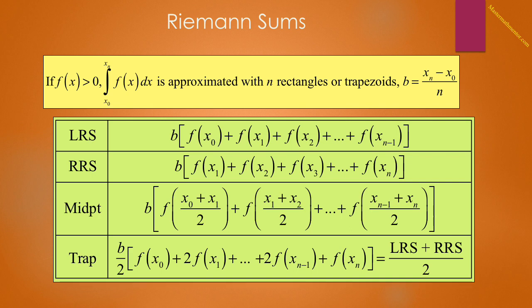And you can easily show that if you add the LRS and RRS and divide by 2, meaning taking the average of the left Riemann sum and the right Riemann sum, you get the trapezoid rule. So if you have calculated the LRS and RRS, it is easy to calculate the trapezoid rule by simply averaging the two.